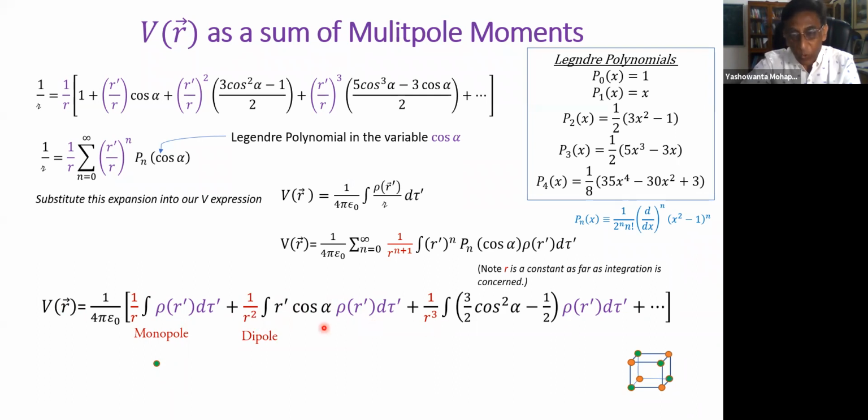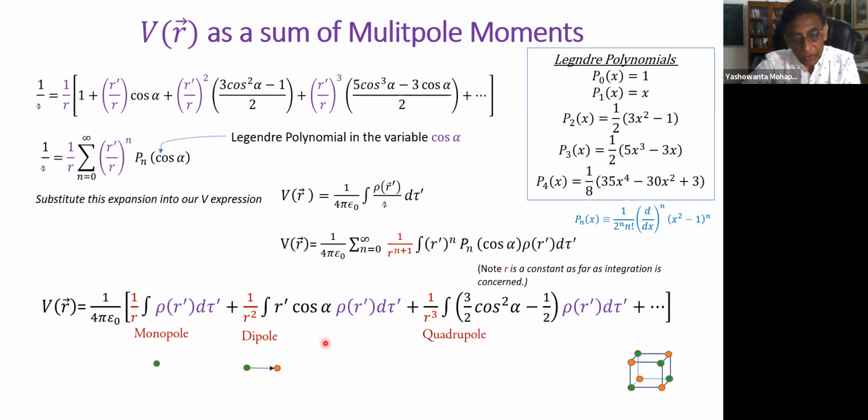You can guess what is next. For the dipole term, we are familiar with the dumbbell model of the dipole, where there is a minus q and a plus q, and this represents that. So this is a mnemonic, or an icon, should I say. This is the icon for this particular term, the dipole term. The integral is the first moment, with r prime cos alpha rho r prime dq.